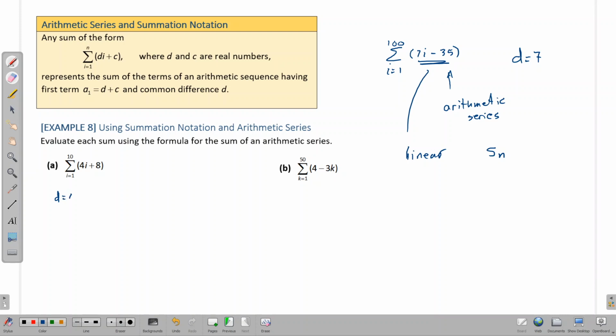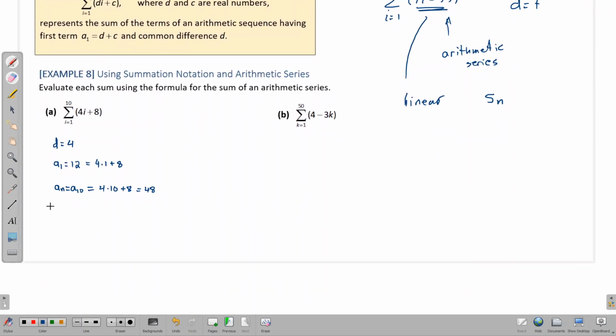We know the common difference is 4. We know a1 we can find by just plugging the 1 in, which comes out to 12. You plug the 1 into this: 4 times 1 plus 8 is 12. That's where the a1 is coming from. And we can also find the last term. In this particular case, I really mean the 10th term. There are 10 terms to this. It goes from 1 up to 10. The 10th term is found by just plugging 10 in. So we would have 4 times 10 plus 8, which is 48.